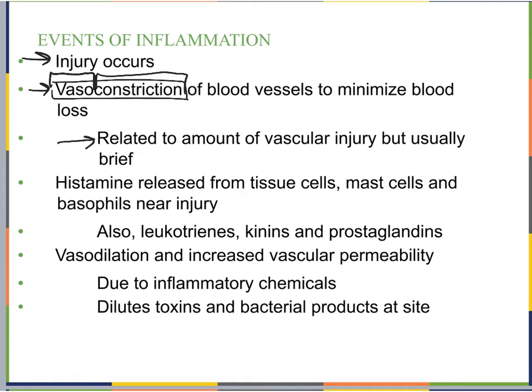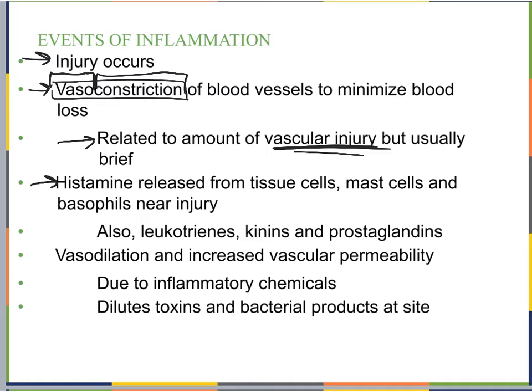So this is related to the amount of vascular injury, but it's usually pretty brief. It's usually just a quick response like, hey, let's try to decrease the blood flow here to try to prevent us from bleeding out altogether. And again, this is related to the amount of vascular injury. So if we cut our finger while cutting something, we are going to have some vasoconstriction of those blood vessels that are closest to the injury, but it's not going to be incredibly extreme. It's not going to be life-threatening, for example.